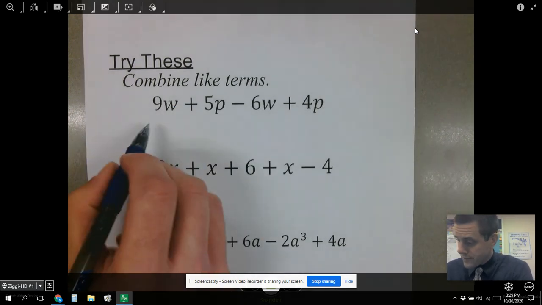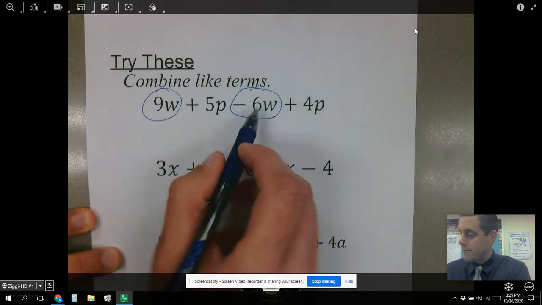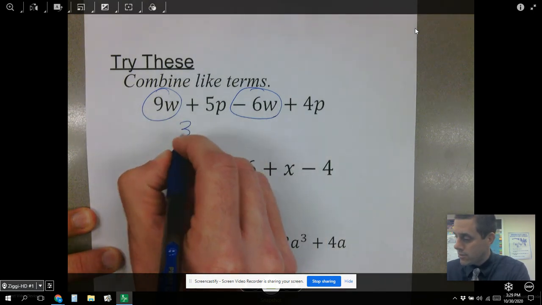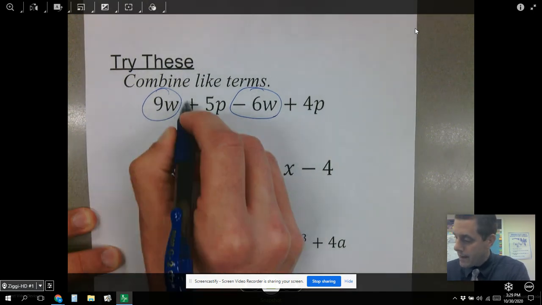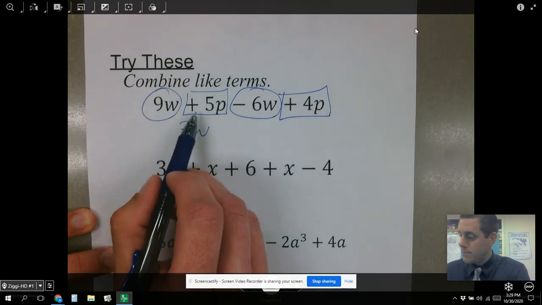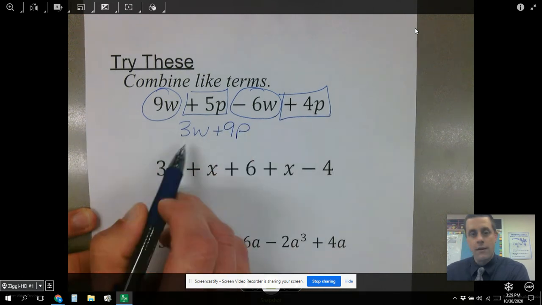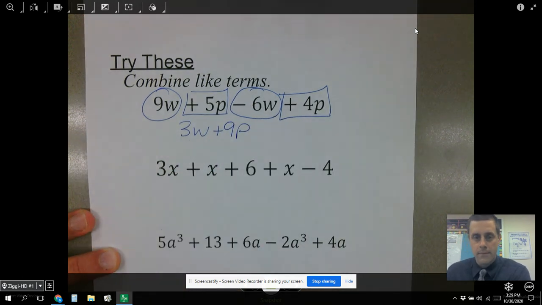Number 1, like terms 9w and minus 6w. They can be combined. 9w minus 6w is 3w. And then I have a positive 5p that can be combined with 4p. So positive 5p plus 4p is a positive 9p. Final answer, 3w plus 9p.